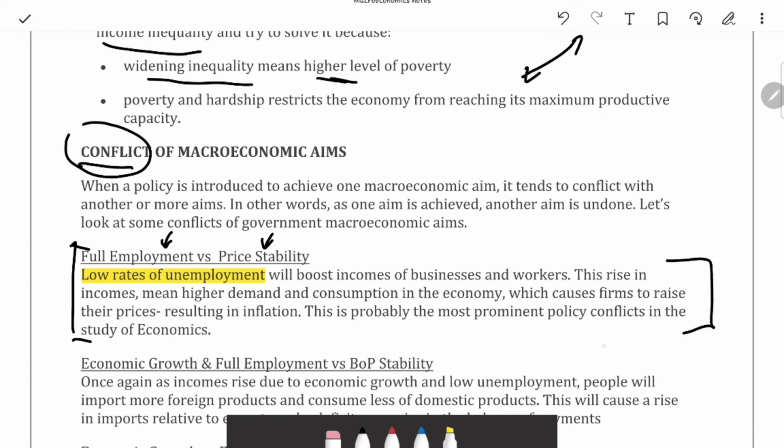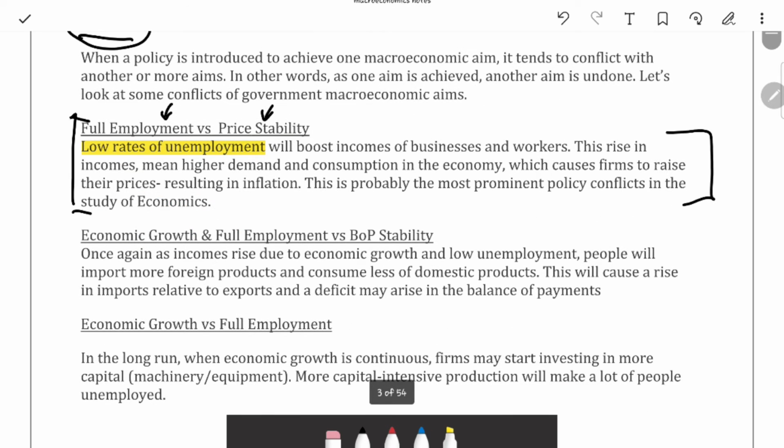Okay, we move on. The economic growth and full employment versus the BOP stability. So we have three here. Economic growth is increasing output. Employment is increasing the workers. BOP stability is simply the inflow and outflow of the goods coming in the country. Now let's have a look at this.